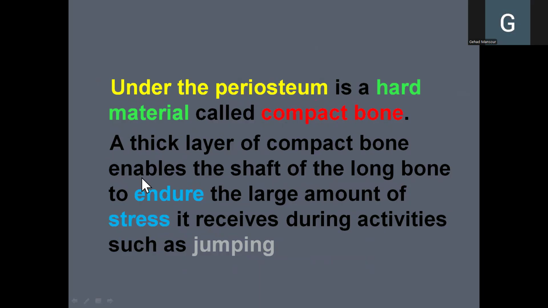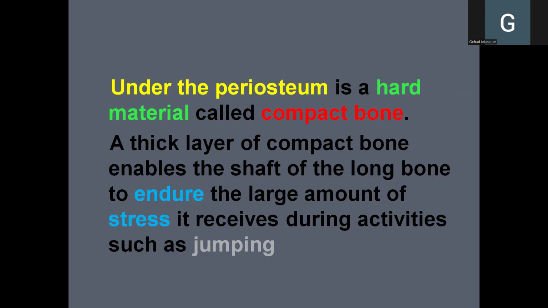And this is very important. This is one example of structure function adaptation. You're frequently asked about this, how the structure serves the function, or how the structure is adapted to the function. So the presence of the compact bone will help the bone withstand or endure the large amount of stress that the bone is subjected to.